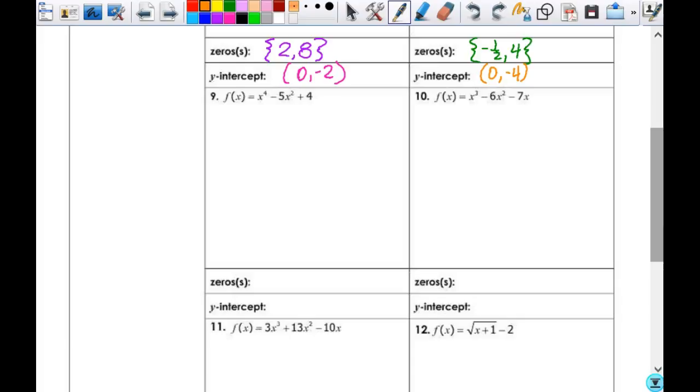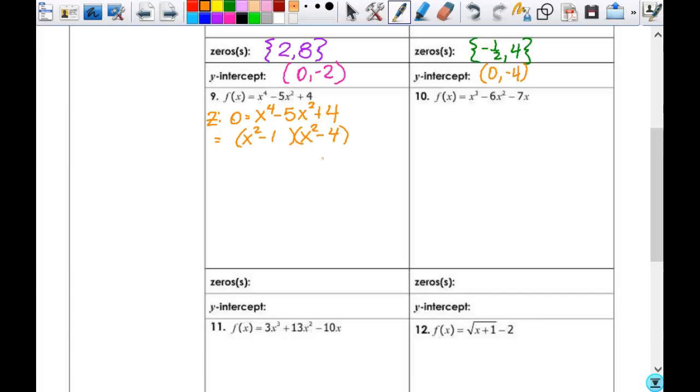Number 9. Find the zeros. So 0 equals x to the 4th minus 5x squared plus 4. Can I factor that? Yes. Does it make it crazy hard because it's x to the 4th? No. I just treat this like a quadratic and it'll factor just fine. So I know when I factor it, then it's going to end up looking like this. x squared and x squared instead of just x and x. So two numbers that are going to multiply to give me 4, but combine to give me a negative 5 are going to be what? Negative 1 and negative 4.